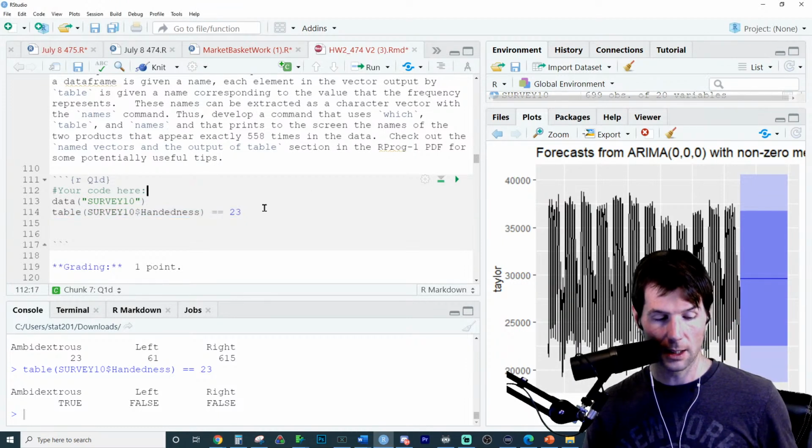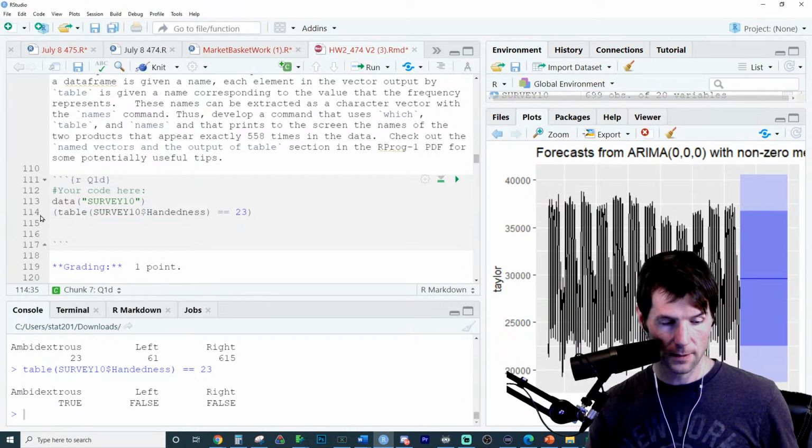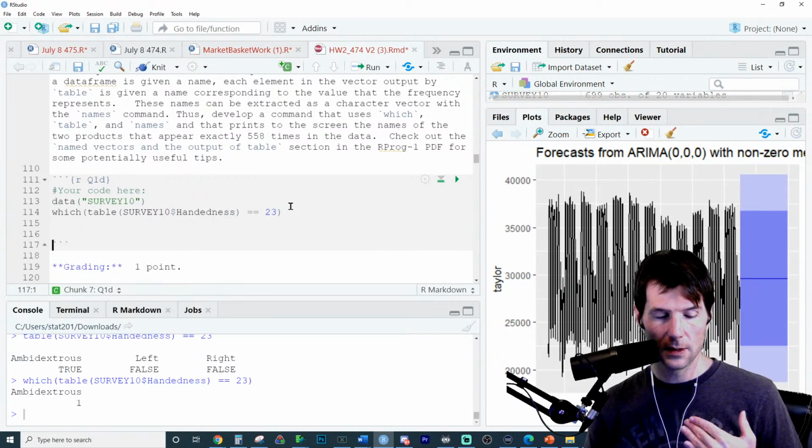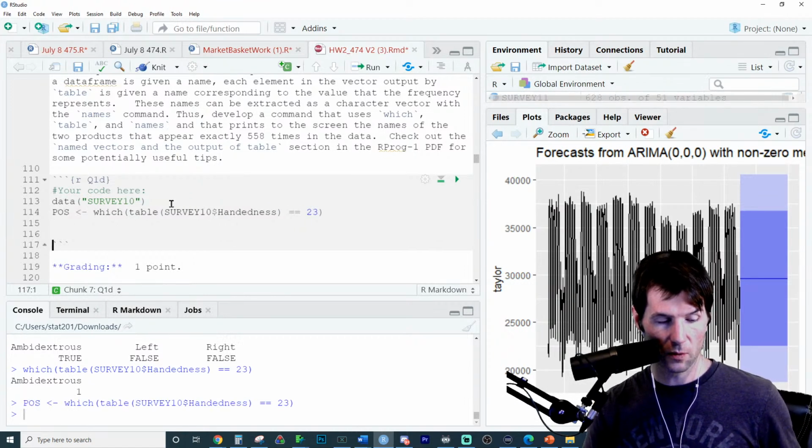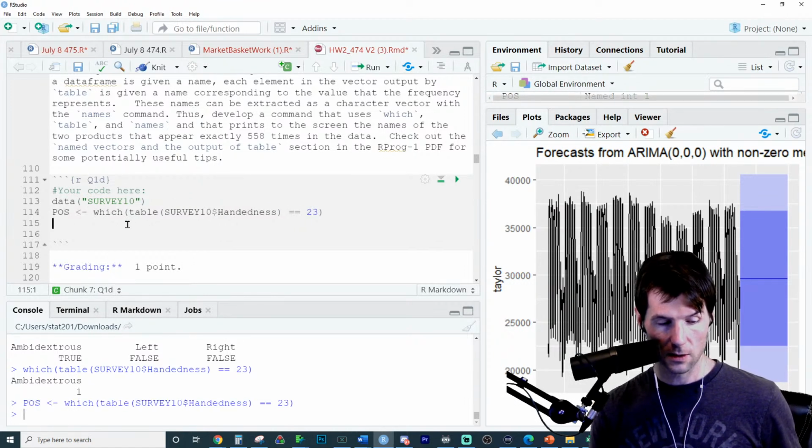So we're going to throw a which around this, and the which will return 1, because that is the position. You could unname this, you could do all those things, but let's just store the position right here. And then watch this. Let's go to the names or the levels.